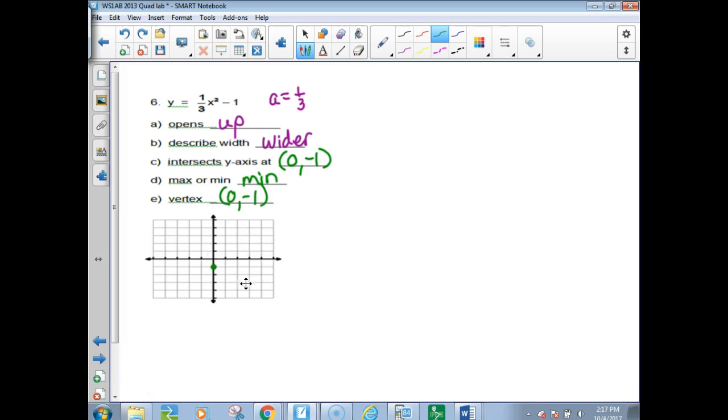Okay, so here we go. Yeah, it's opening up. What kind of numbers do you think would be nice to plug in, especially if you didn't have a grapher? You can still get this graphed. Multiples of 3, yeah. Good idea, because there's a 1/3 there, multiples of 3. So I would probably just stick in.